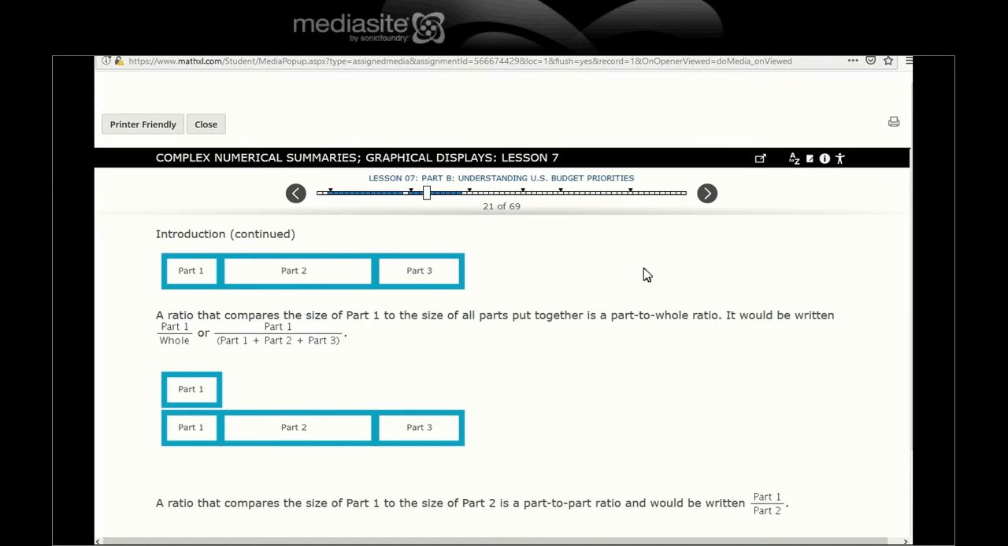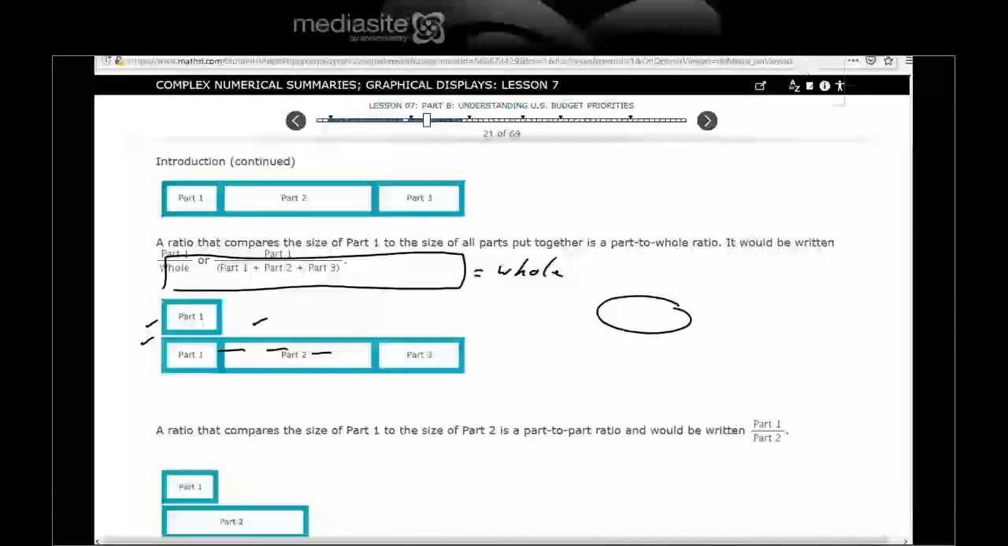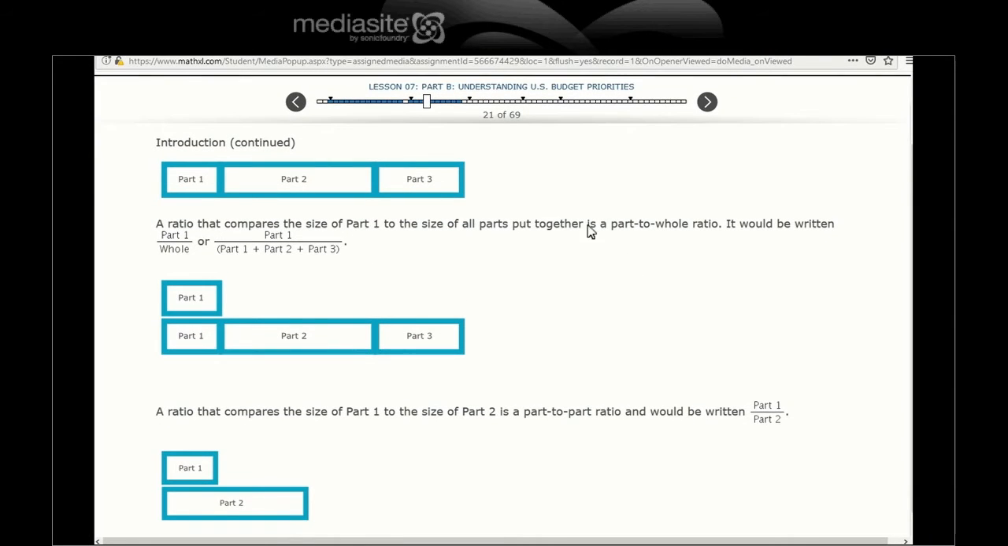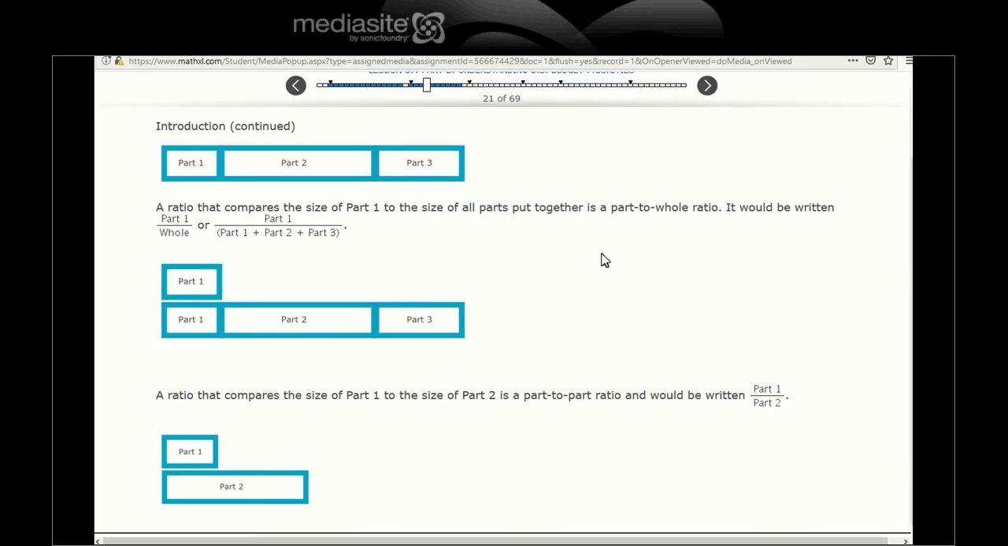So let's see. A ratio that compares the size of part 1 to the size of all parts put together is a part to whole. Part 1 compared to the whole. Part 1 over part 1, part 2, part 3, because this is the whole. Here it is: part 1 divided by the whole.